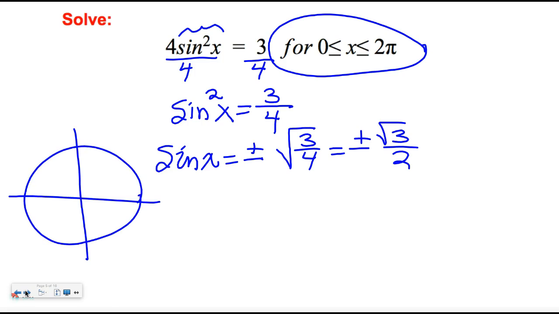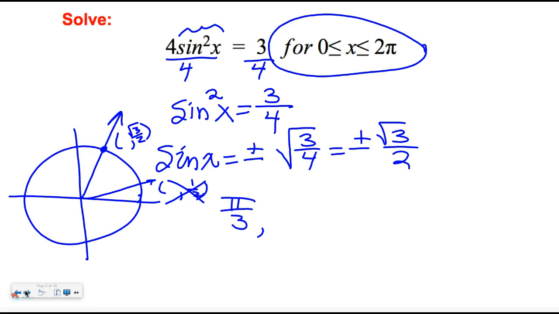So let's talk about where we're looking. Right here, remember, sine is a half. So we're not looking at the pi sixths. That's not root 2 over 2. That's not the pi fourths. We're going right here, and we need the sine to be root 3 over 2. So this is my first answer. My first answer would be at pi thirds.